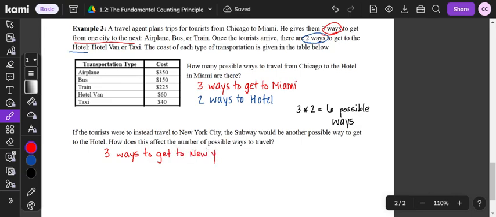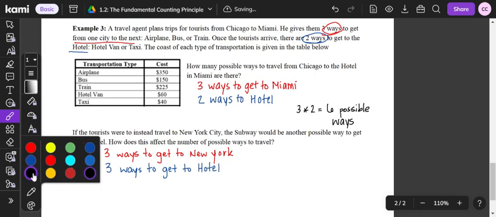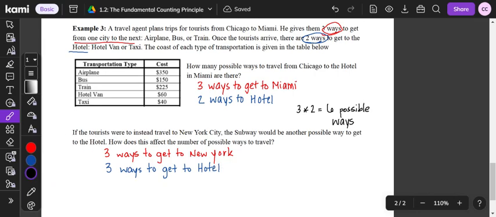But think about it for a sec. Maybe pause the video, think about it. Should be pretty obvious. There were 2 ways to get to the hotel, but we're saying New York City. Now we have a subway. So we're saying, okay, now there's 3 ways to get to the hotel. Okay. And so, according to our fundamental counting principle, or our multiplication rule, there are now 3 times 3, 9 possible ways to travel.